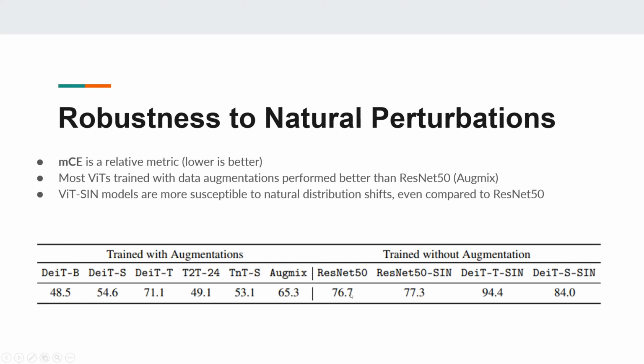So you can see 76.7 here versus a small deviation for the SIN model of the same ResNet architecture, but much higher scores on the ViT models. And this just supports that there is a huge trade-off between shape bias and robustness.